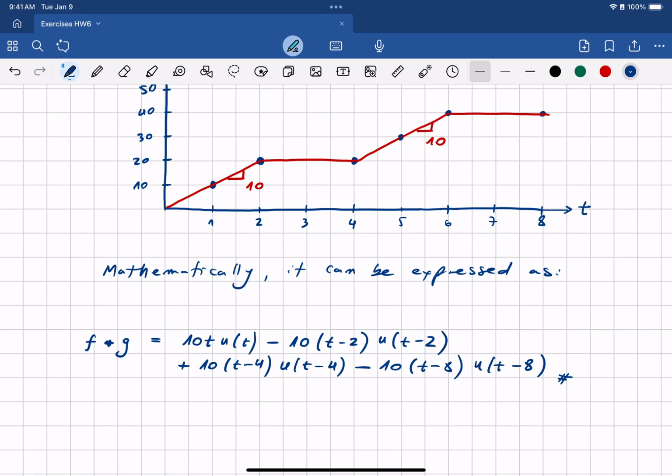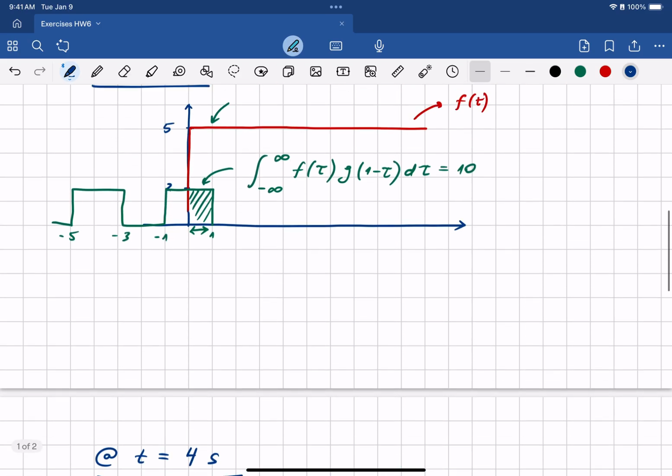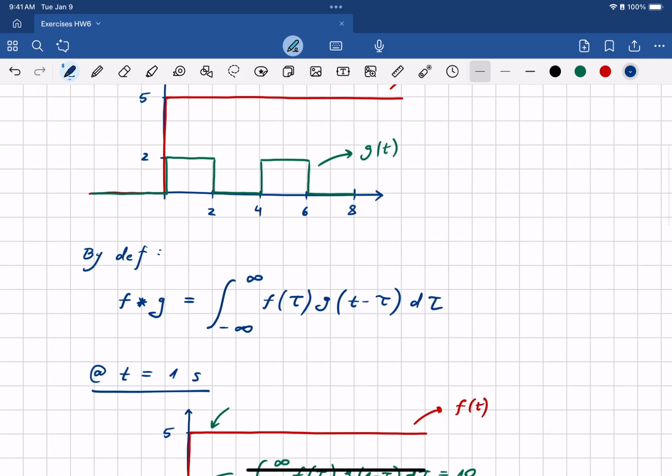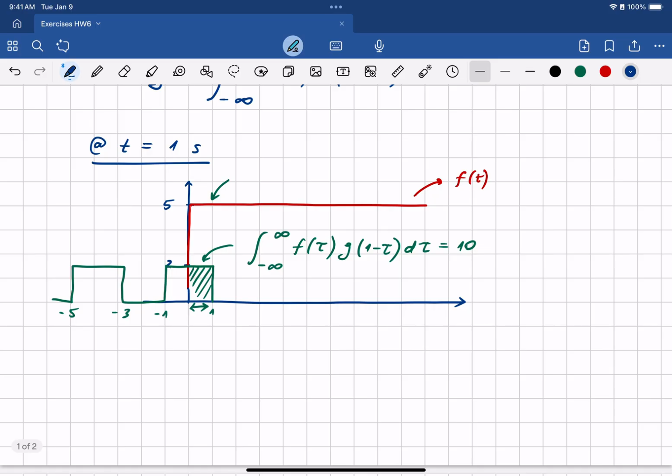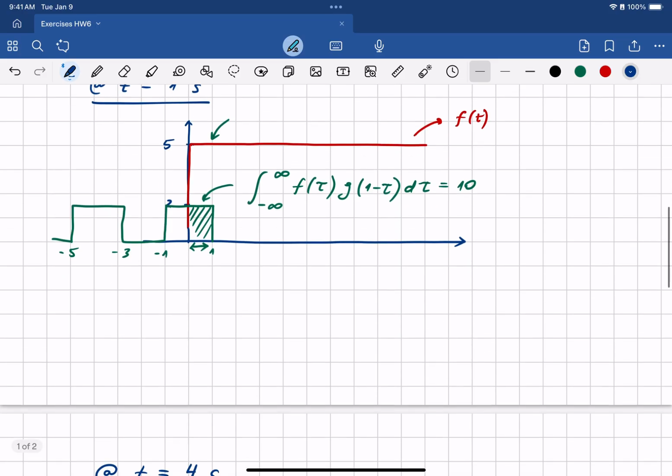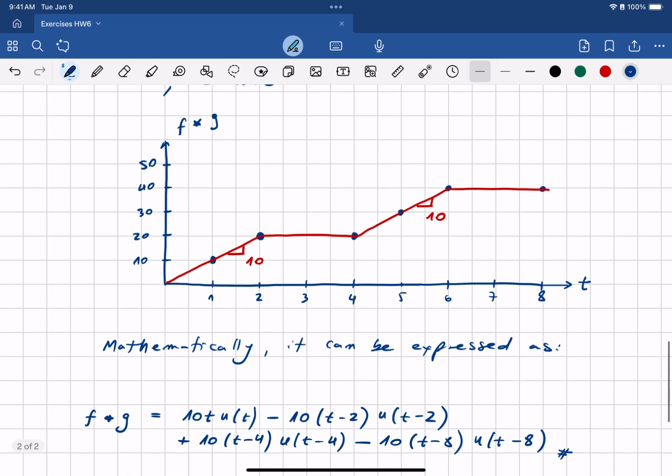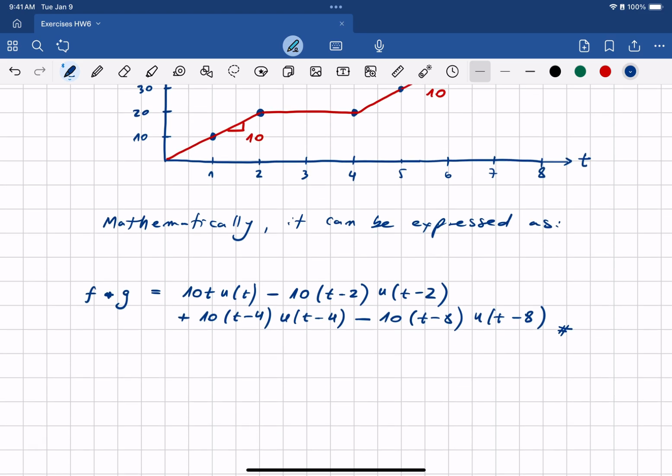You can try out the manual approach using the definition straight away. It's kind of complicated, but you can get there. You can get there definitely, and you should get to this same result.